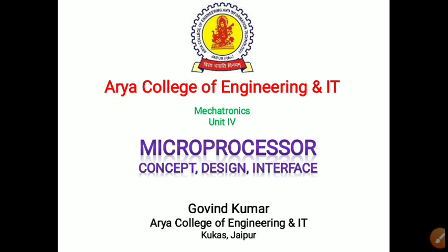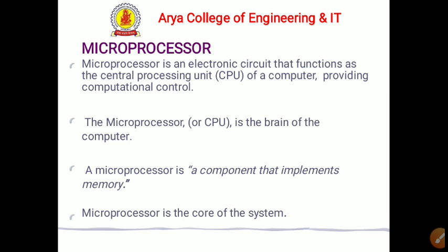The first question that arises in our mind is: what is a microprocessor? A microprocessor is an electronic circuit that functions as the central processing unit of a computer and provides computational control. It is used as the central processing unit of a computer, and the microprocessor is the brain of the computer. It is also known as the CPU.